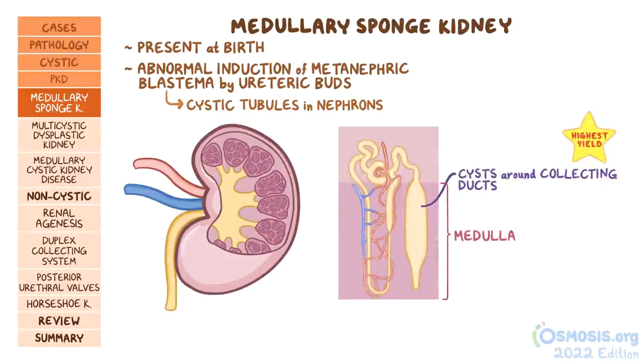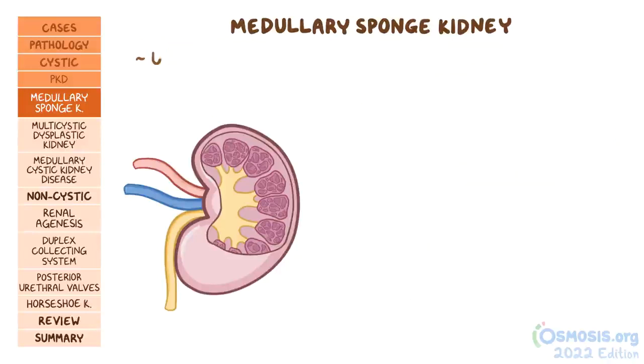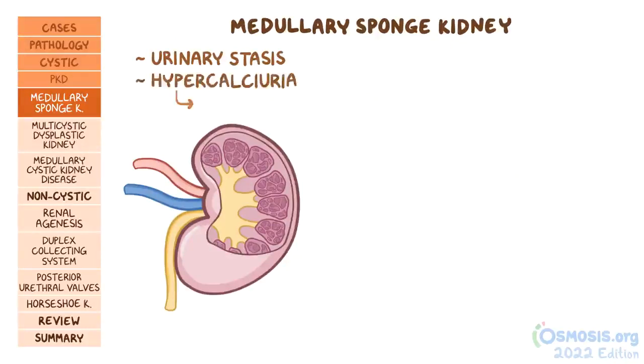Even though medullary sponge kidney is present at birth, it's usually asymptomatic and discovered in adulthood. With medullary sponge kidney, there's urinary stasis due to the cyst compressing the surrounding structures, and sometimes there's hypercalciuria, which makes the individuals prone to complications like nephrolithiasis.